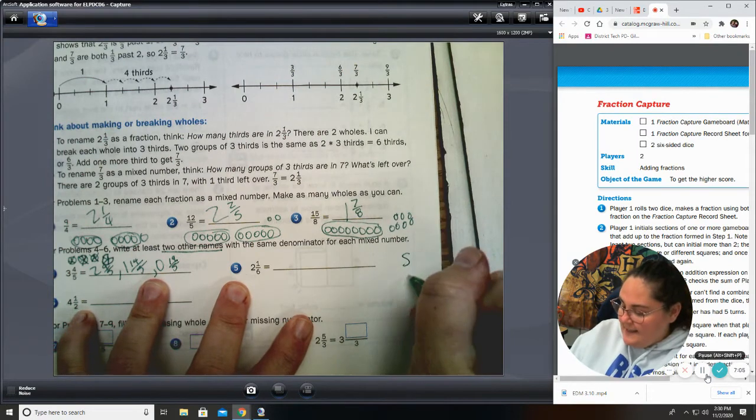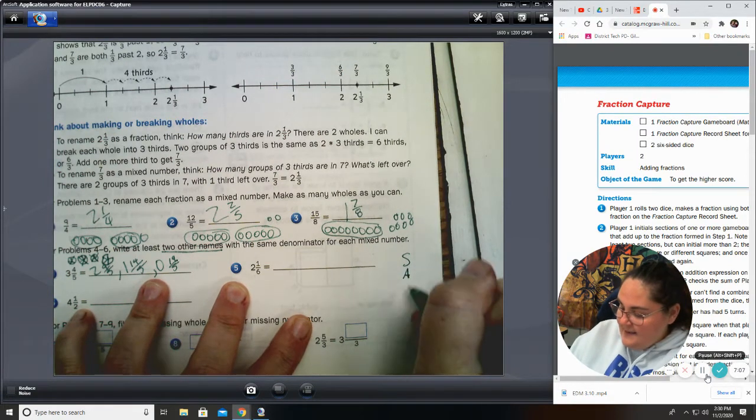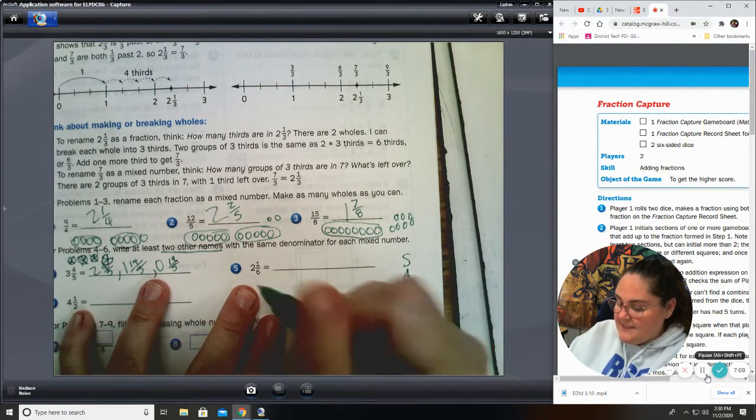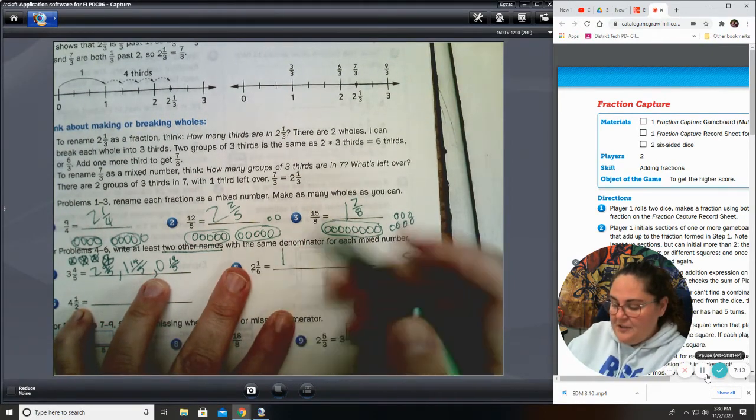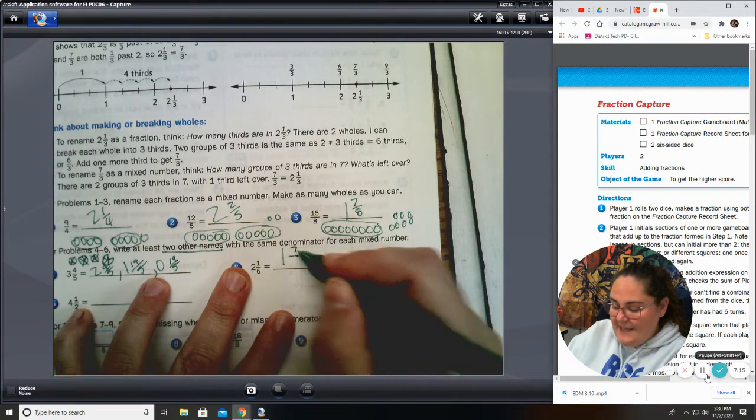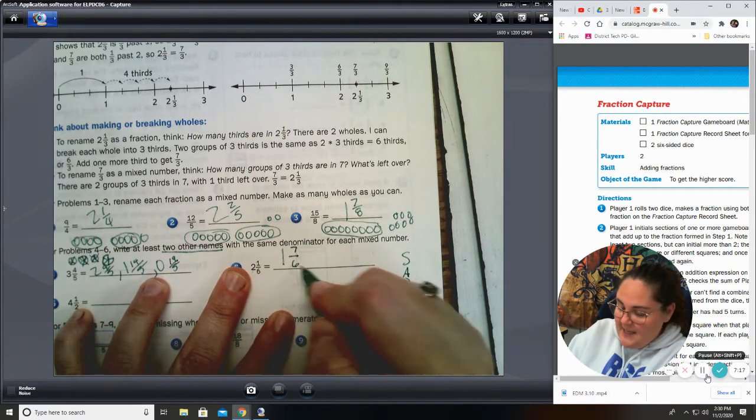In order to do this, I'm going to use my SAD method. I'm going to subtract, add, and denominator. So subtract the whole. So 2 minus 1 is 1. Add my numerator and denominator. So 6 plus 1 is 7. And my denominator stays the same.